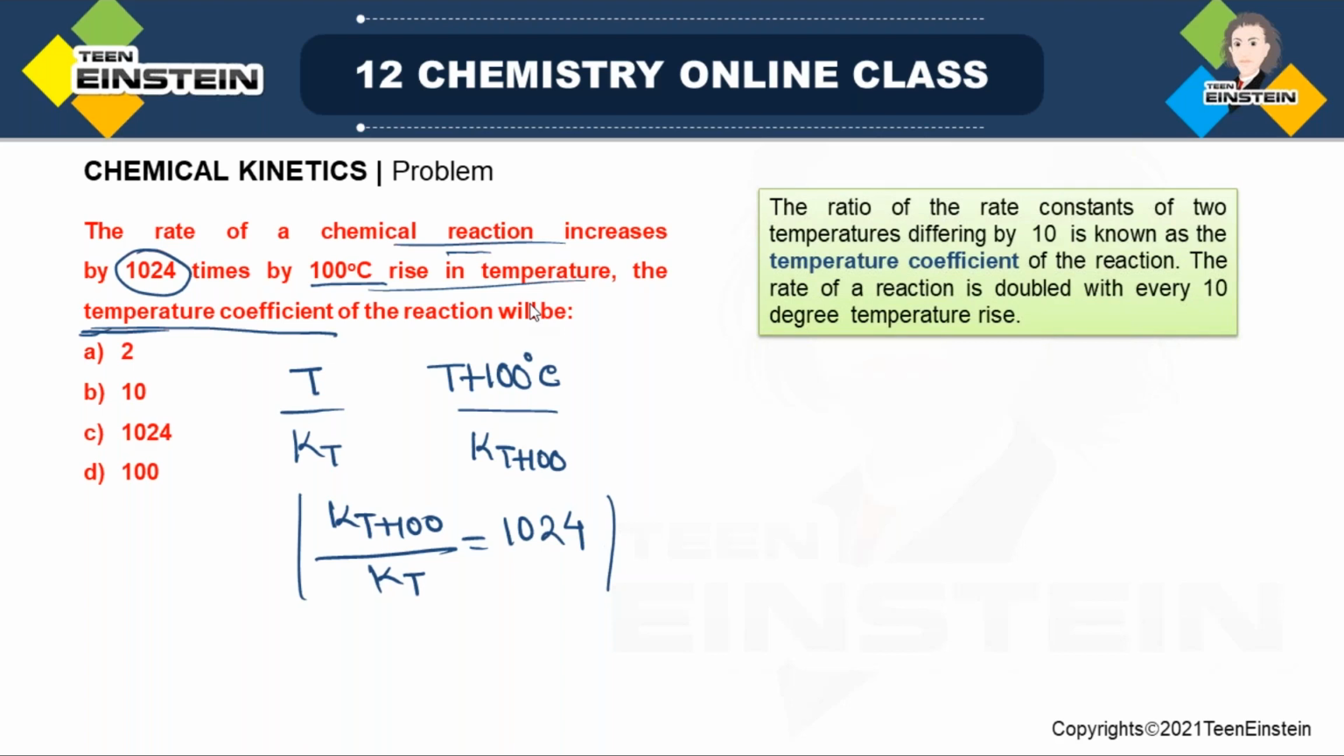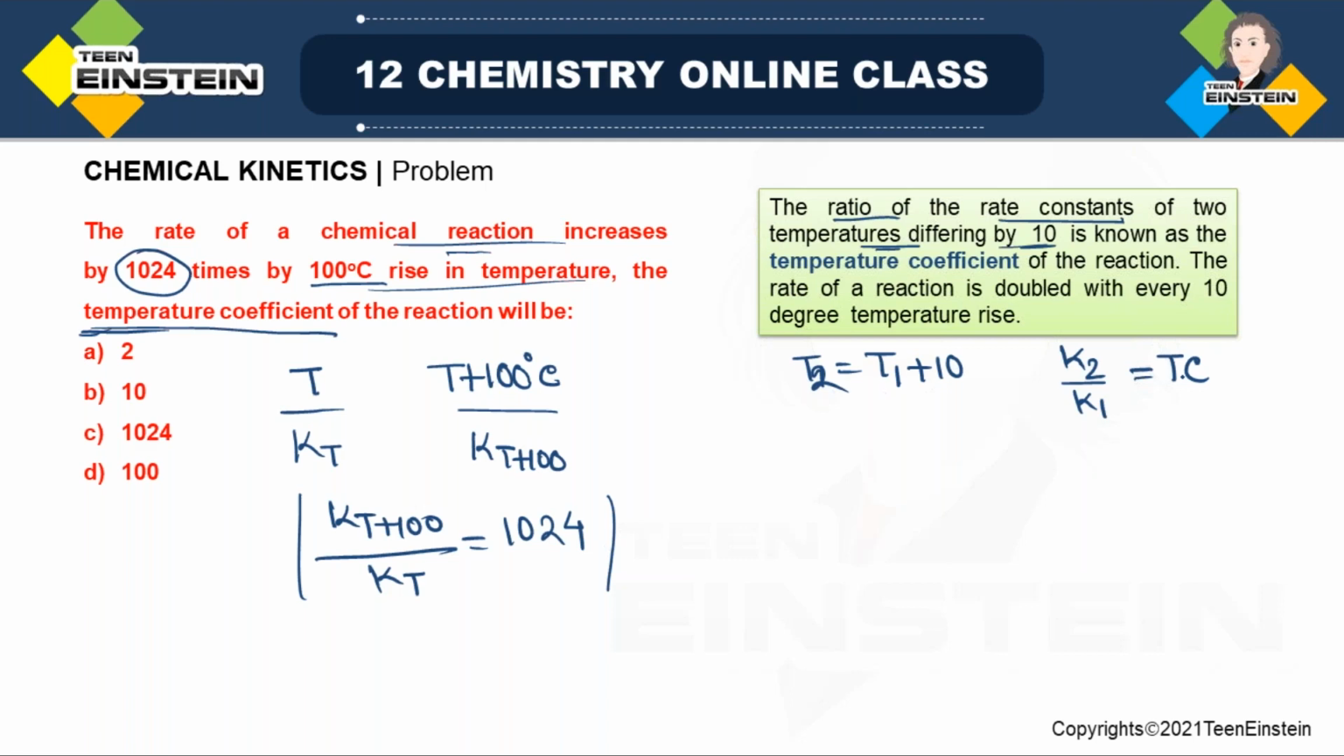So what is temperature coefficient? It is actually a ratio of the rate constants at two temperatures. Suppose we have two temperatures T1 and T2, with corresponding rate constants K1 and K2. When these temperatures differ by 10, that is T2 is T1 plus 10, the ratio of rate constants, K2 by K1, is equal to the temperature coefficient. So when the temperature differs by 10, the ratio of the corresponding rate constants is the temperature coefficient.